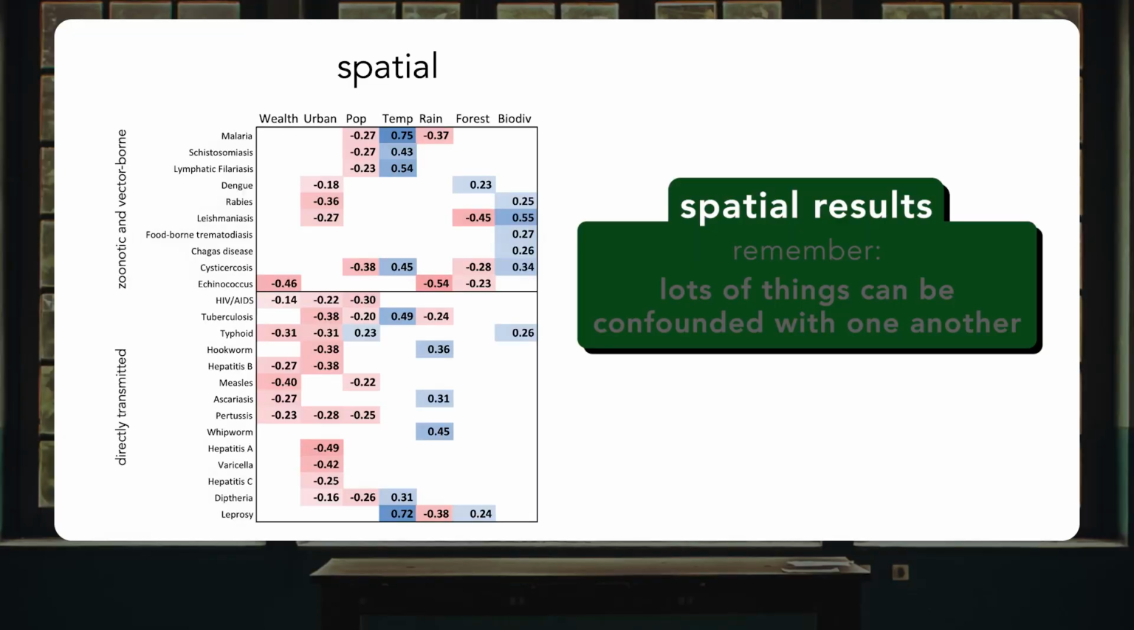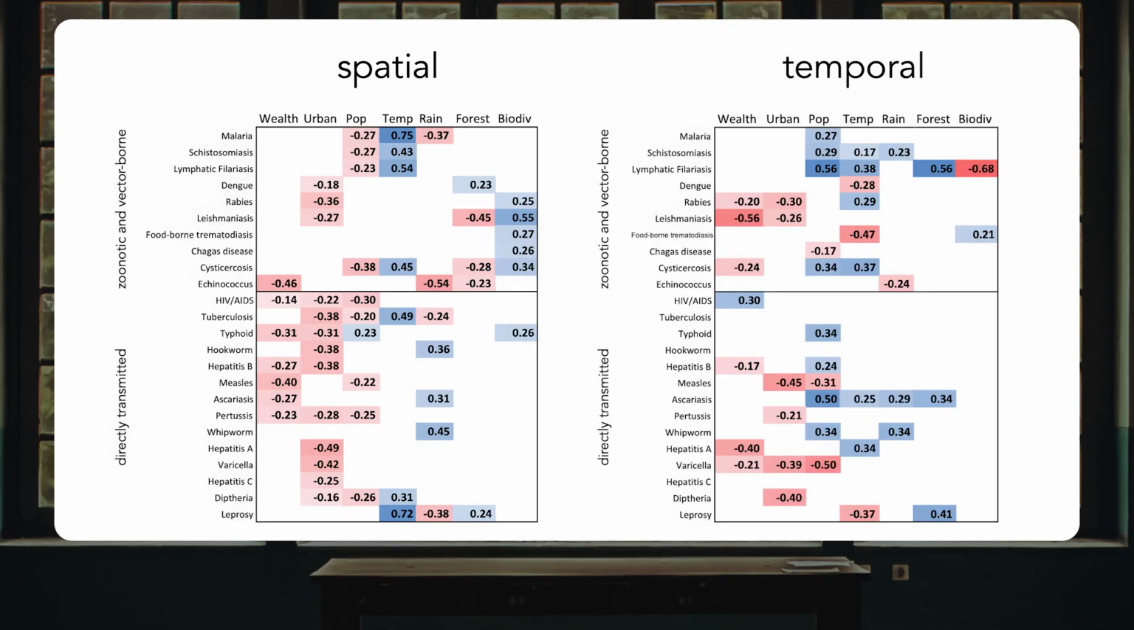These results come from our spatial analysis, which you'll remember has its problems, right? Looking across countries, lots of things can be confounded with one another. And then there's our temporal analysis, which we believe gives us a little bit more flexibility to make inferences about what factors are related to what. So let's put these results side by side. Don't try to take this all in at once. We're going to walk through these results.